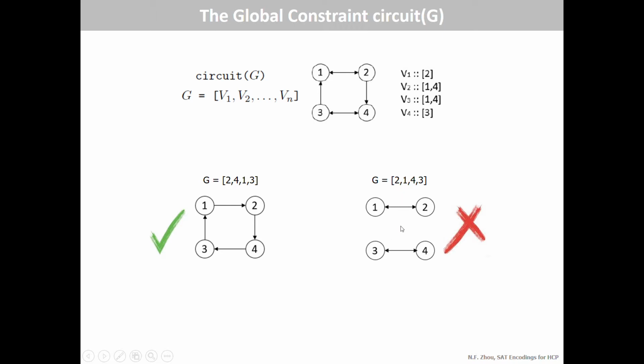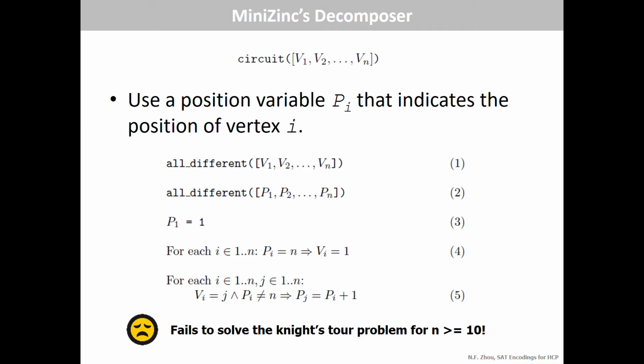contains two subcycles. We begin with MiniZinc's Decomposer, which uses a position variable for each vertex. The generated constraints ensure that all the problem variables are distinct, all the position variables are distinct, and the positions are connected into one cycle. This encoding does not perform well. It can only solve the Neng-Fa problem for size 8.